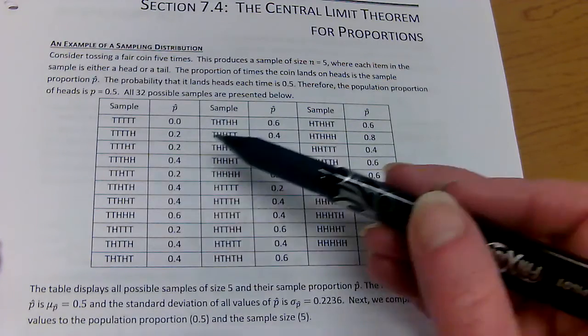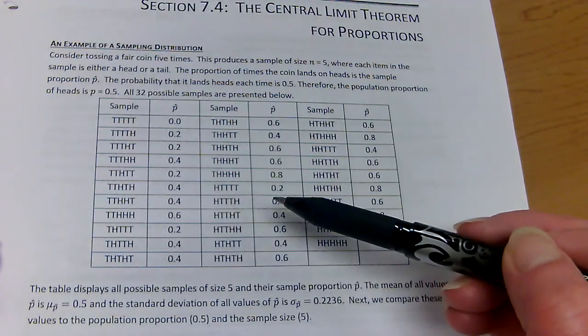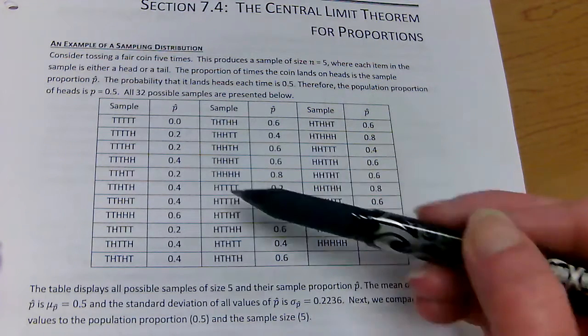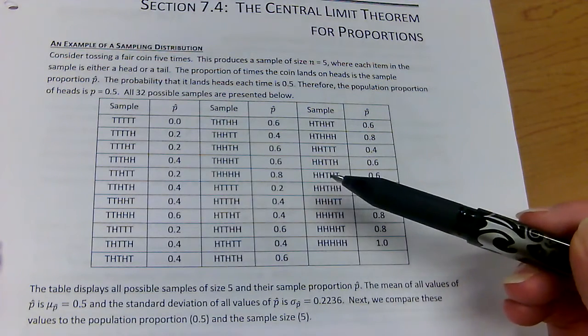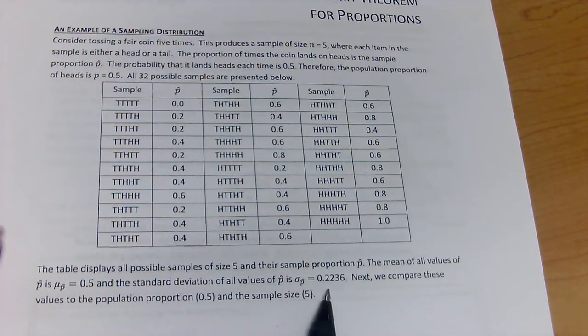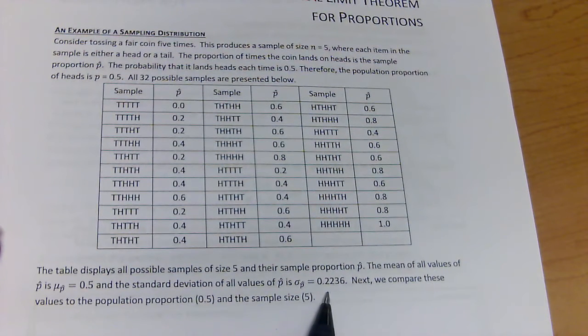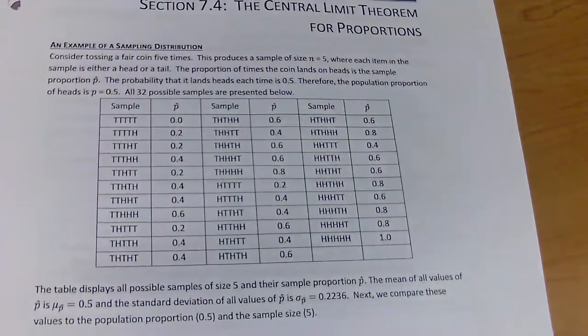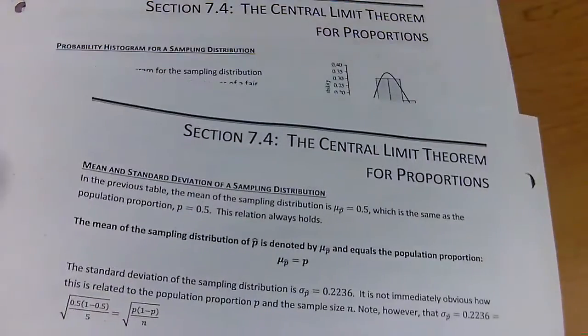Now, if we took all of these samples and found the mean of all of these samples, it's going to be 0.5. It's going to be our population proportion. And the standard deviation is 0.2236. Now, I'll show you how we find that. So let's see how that's found.